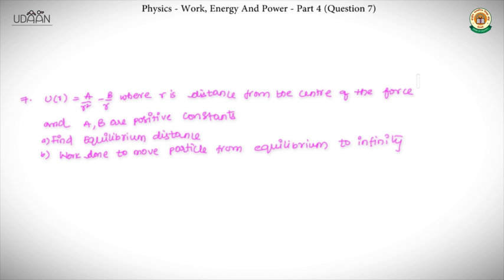So what exactly is the equilibrium distance? What is the characteristic which defines the equilibrium distance? In the given question we have the U of r.